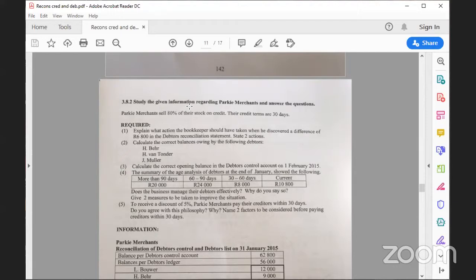The summary of the age analysis of debtors at the end of Jan shows the following. Does the business manage their debtors effectively? Why so? Give 2 measures taken to improve the situation.